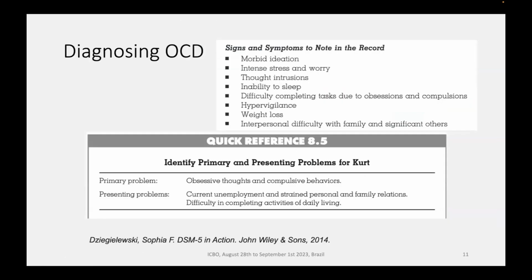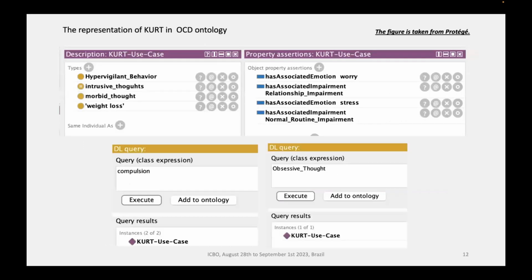In this slide, we are diving into a concrete use case that exemplifies the practical application of the ontology. This slide presents a use case taken from the book reference, DSM-5 in Action. This use case represents a list of symptoms with the resulting diagnosis as a primary problem, obsessive thoughts and compulsive behaviors. In this slide, we are showing how this use case is represented in the OCD ontology.